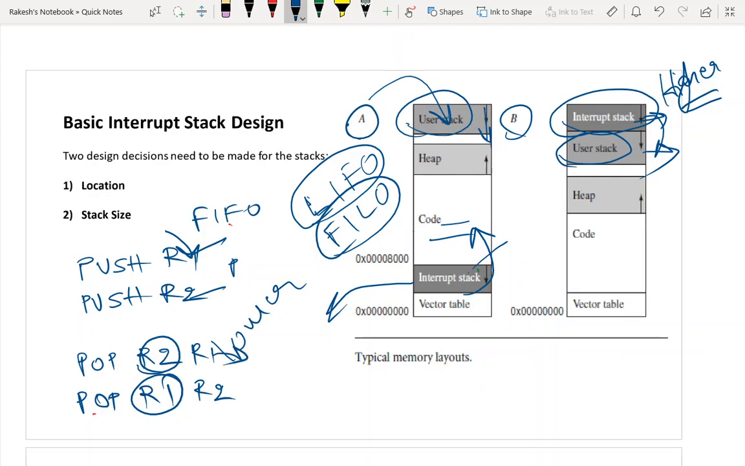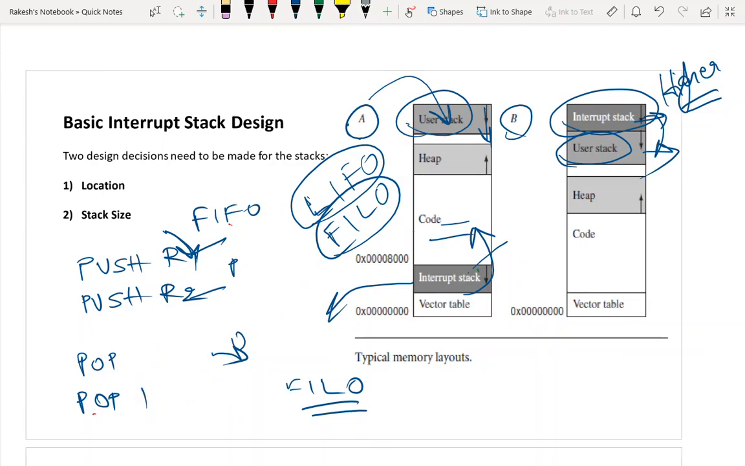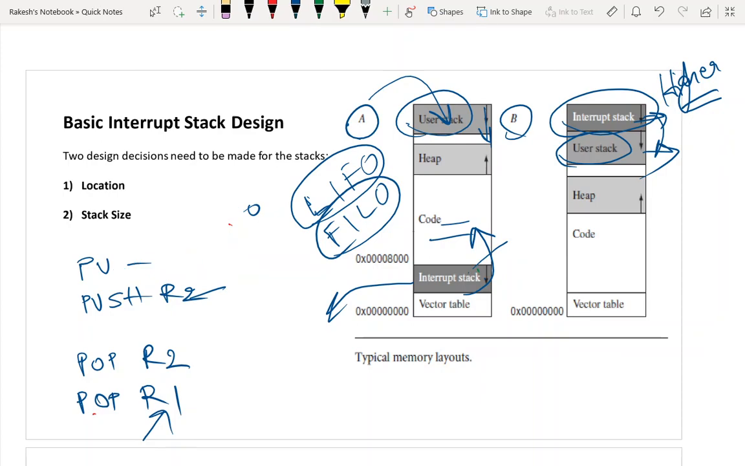This is not the way a stack is arranged. It's always first in last out or last in first out; both are the same. So what should be written here is push R1, push R2, and then pop R2, pop R1, because what has gone in first is going to come out last. That is the first in last out scheme that we talk about. In both cases you can observe the address is descending, in the user stack as well as the interrupt stack.